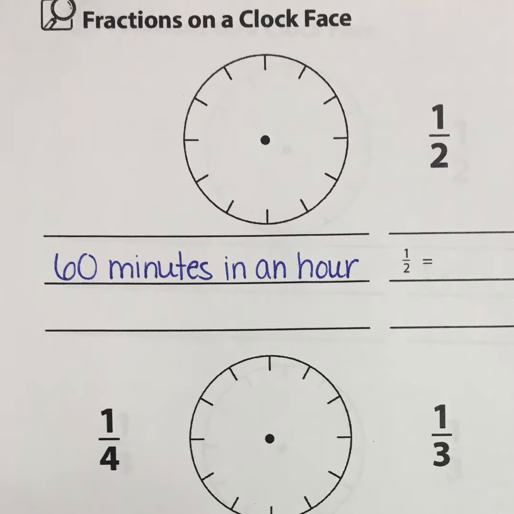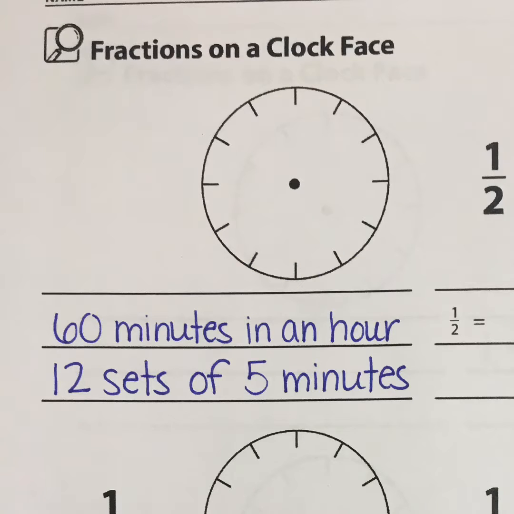Okay, now if there's 60 minutes in an hour, how can I break that down even further? They're broken down into sets, so 60 minutes, and as we said earlier, there's 12 different parts in a clock, right? Because the clock's labeled from 1 through 12. Yes, you're right. There are 12 sets of 5 minutes. So essentially, if I multiplied 12 by 5, I should get 60, which explains why there's 60 minutes in an hour. Is this making sense?